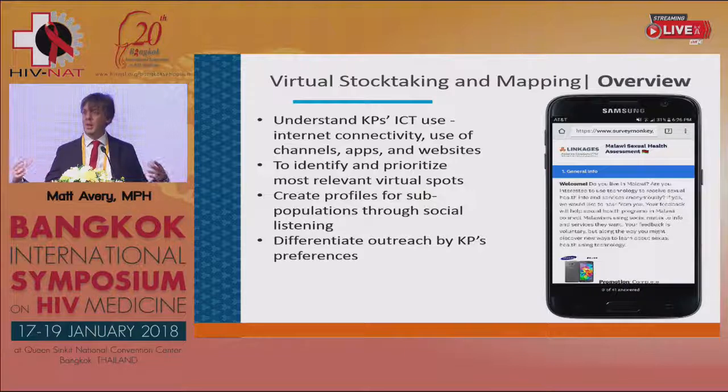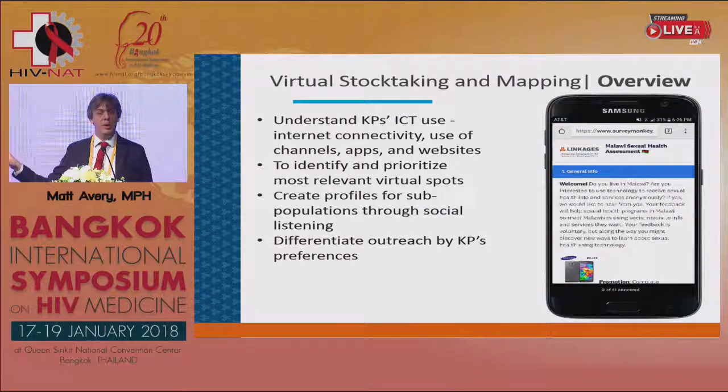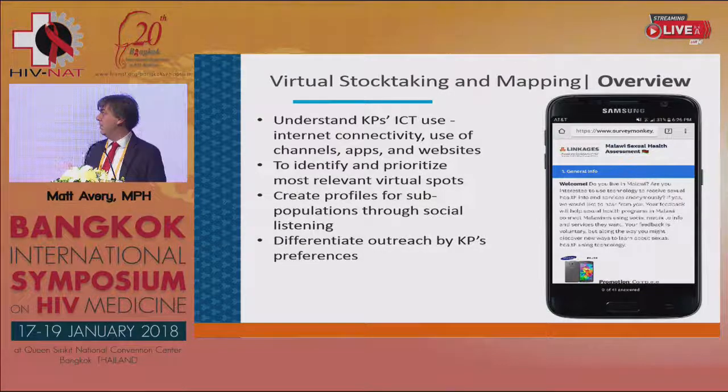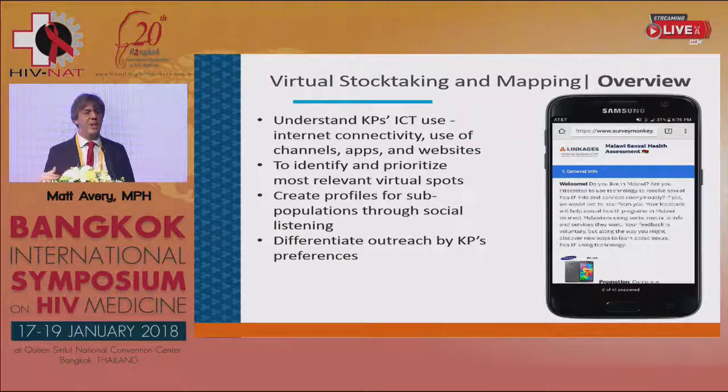So to help us identify what might be called a virtual hotspot, and also to prioritize, recognizing that just as in real life, you may have a map of physical spaces where you can reach your target population, and some of those spaces may be higher risk or higher priority than others. Virtual hotspots are no different. There may be a whole range of virtual venues where you can reach your target population, and part of this stock-taking process is identifying which are going to be the most relevant to my program. Which are the highest risk? Where am I going to be able to reach the largest numbers of people that I need to reach? So mapping these hotspots, prioritizing hotspots, and then creating profiles for the subpopulations that you're going to be reaching at the different hotspots.